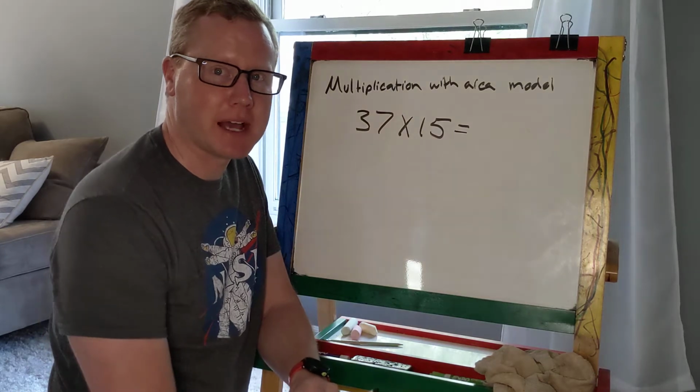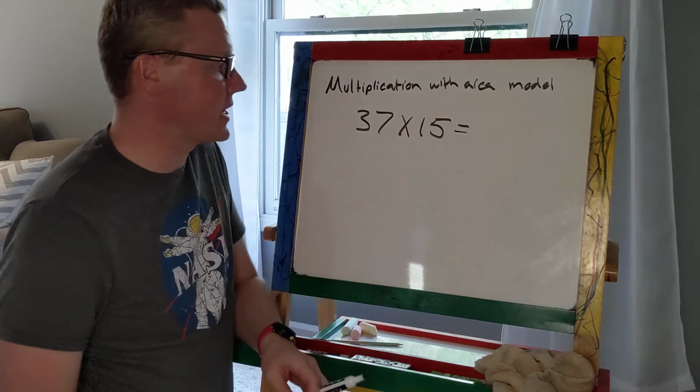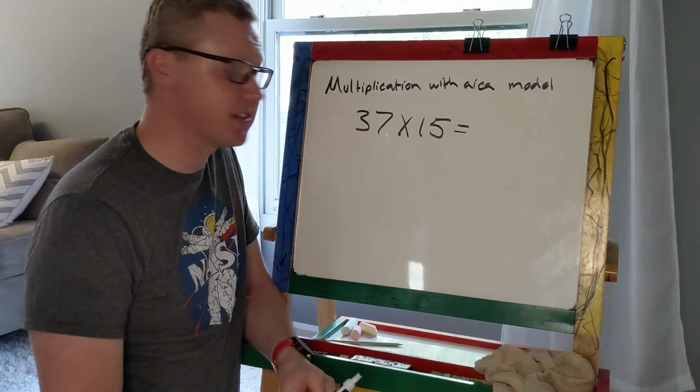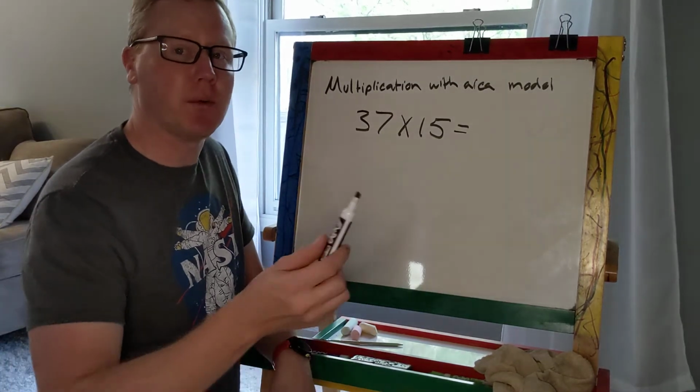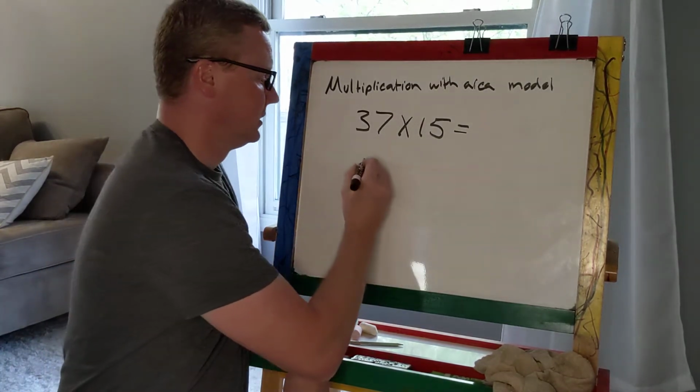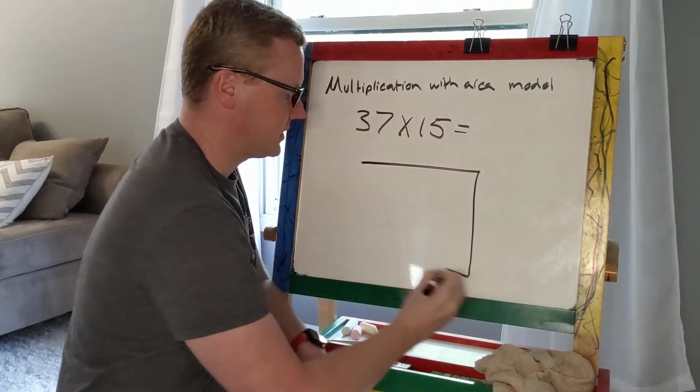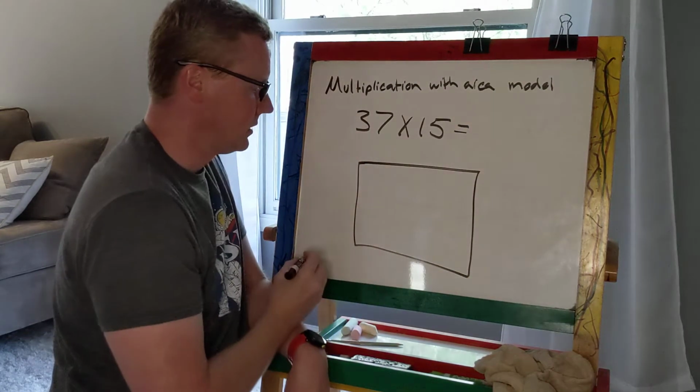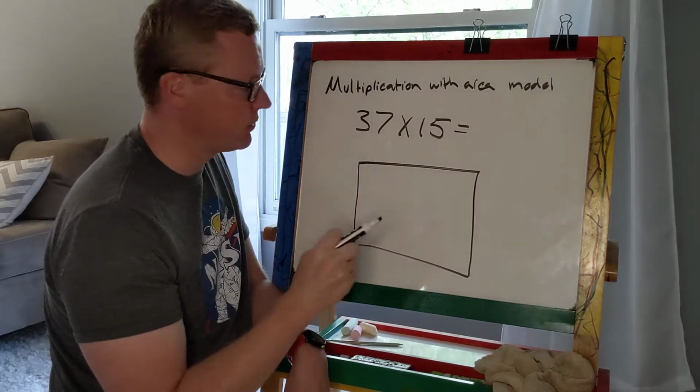All right, welcome back. Hopefully you had success breaking up 37 times 15. If you didn't, we're going to walk through it together here. So I'm going to draw my square. And we should actually talk about the square while we're doing it.